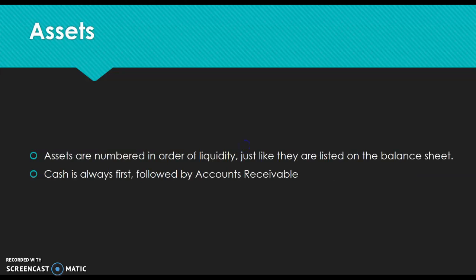So for example, assets are numbered in order of liquidity, just like they are in the balance sheet. And remember, liquidity means how quickly they turn into cash. So cash is always first, and then it's followed by accounts receivable, because remember, accounts receivable, we assume that it's going to be paid off in the next accounting cycle, so it's going to be turning into cash. So the longer life cycles they have, the farther down in the chart of accounts that they will be, and we'll look at that.